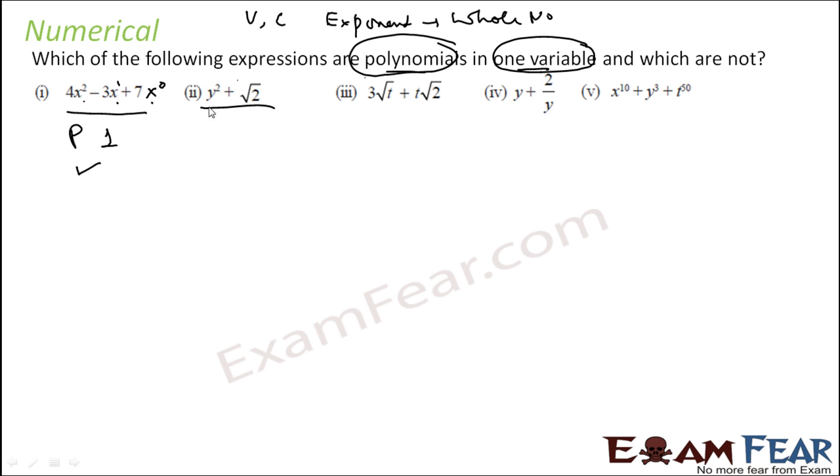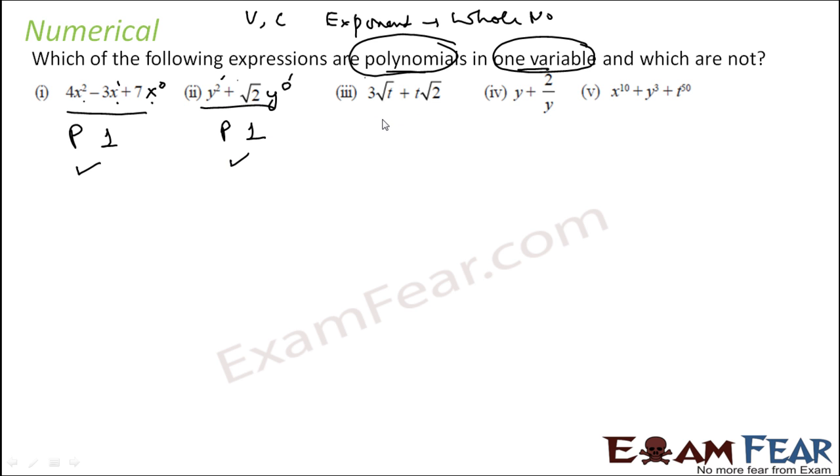So it is correct. Let's take this: y square plus root 2. So y square, and this I can write as root 2 times y to the power 0. This is a constant number. If you see, the powers are 0 and 2, so it is a polynomial. It is in one variable. Yes, the only variable is y. So it is one variable.